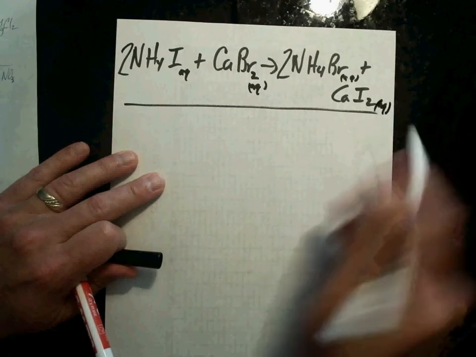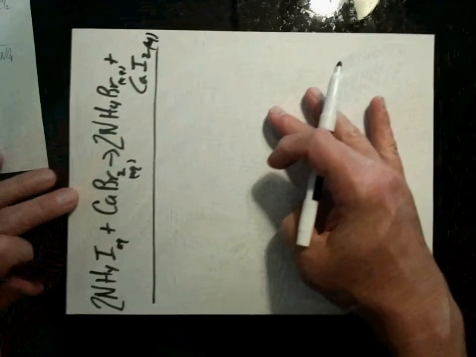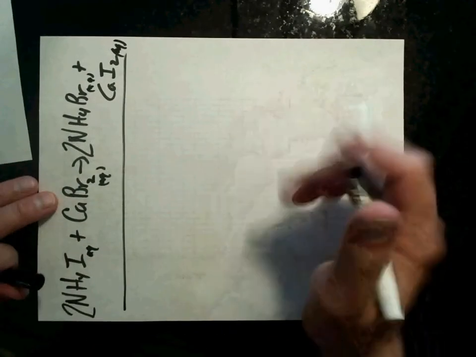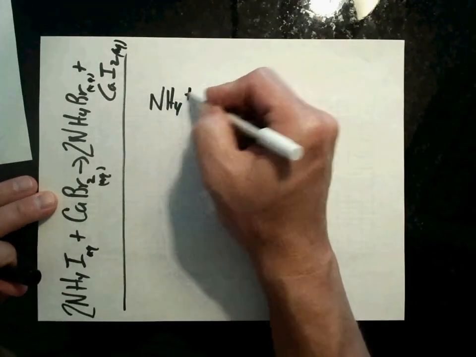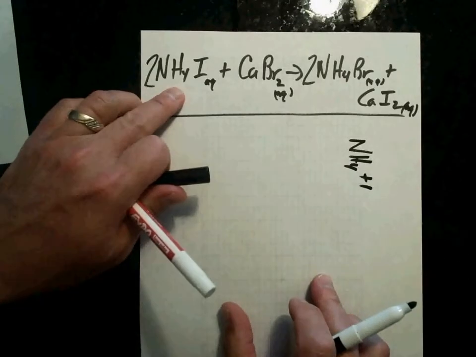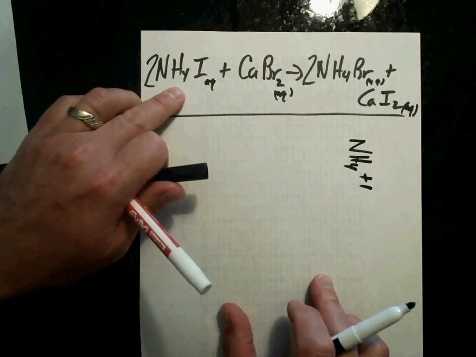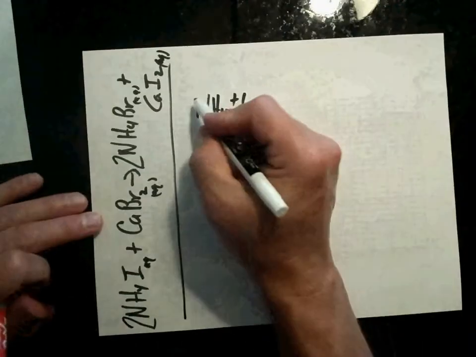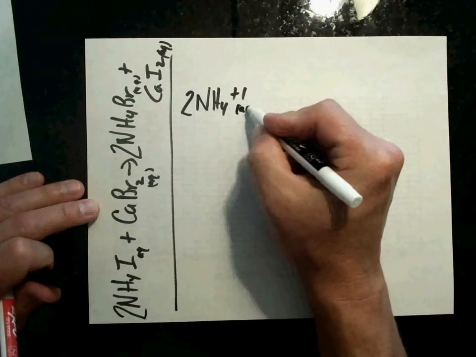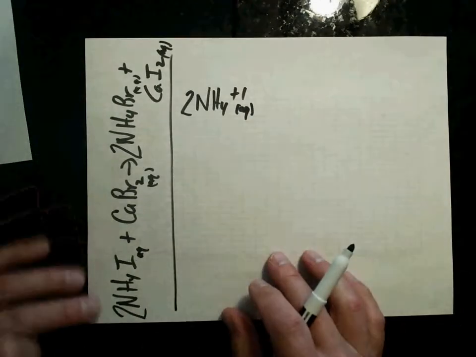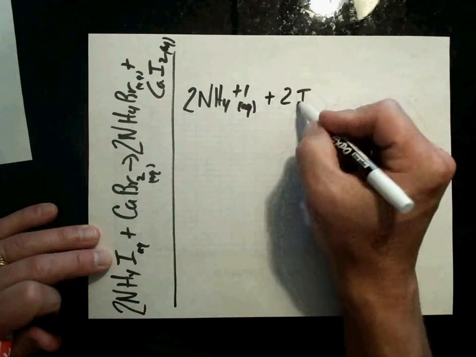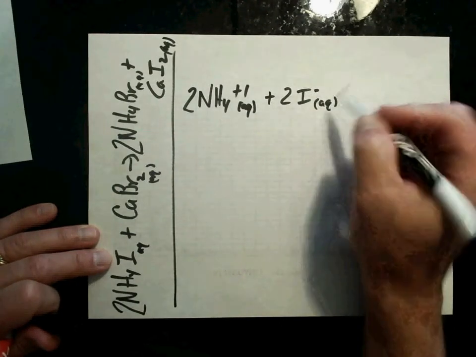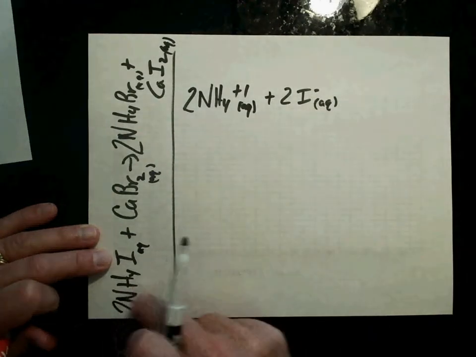And so, my total ionic, I'm going to put it where we can see all of it on the screen. Looks like this. First compound, NH4 plus 1. Now, if I look at the formula, how many NH4s are really there? There's 2 of them. So I'm going to have 2 NH4s floating around when everything breaks up. I'm also going to have 2 iodines. So the 2 ammonium and the 2 iodine.